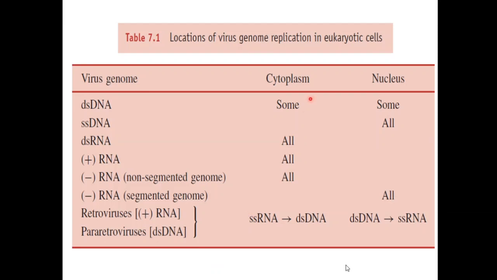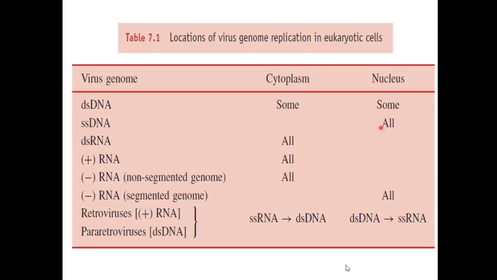And so location of virus replication in eukaryotic cell, virus genome, depending on the configuration, they may replicate in cytoplasm or in nucleus. Double-strand DNA, some are able to do their replication in cytoplasm, some others in nucleus. In cytoplasm, that is the case of smallpox, but the majority of double-strand DNA viruses replicate in nucleus. That is the case of herpes viruses.